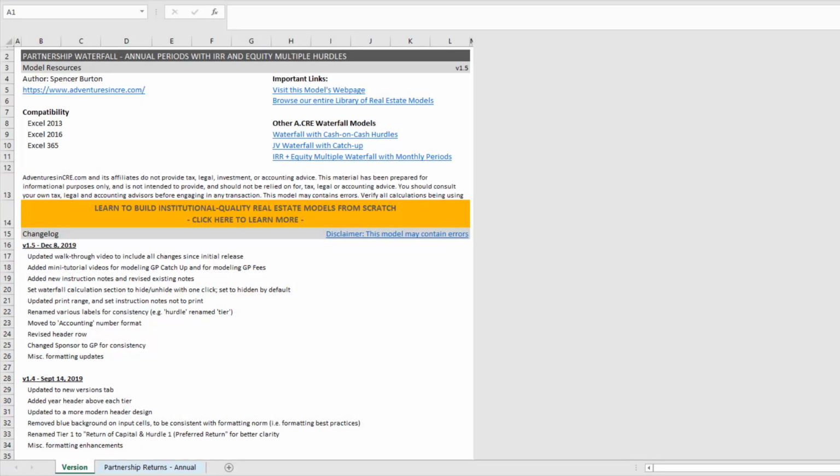Over the next few minutes, I'll be walking you through my real estate equity waterfall model with IRR and equity multiple hurdles. Now, this model was originally released in early 2017. It's since gone through many iterations, and so this is an updated walkthrough video as of the end of 2019. And you can see the change log here on the version tab.